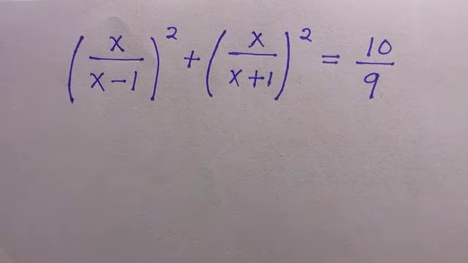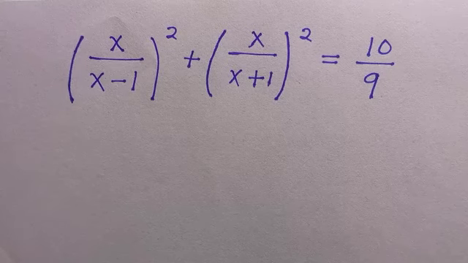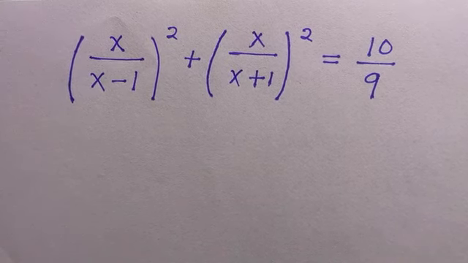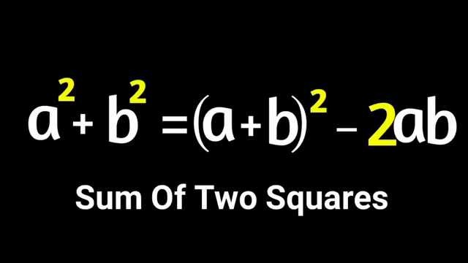So to solve this problem, along the line of this video, we are going to explore this formula. Here is the difference of the two squares. a squared plus b squared equals (a plus b) squared minus 2ab, which is called the sum of two squares, and we are going to apply this formula in the course of this video. So let's get into it.